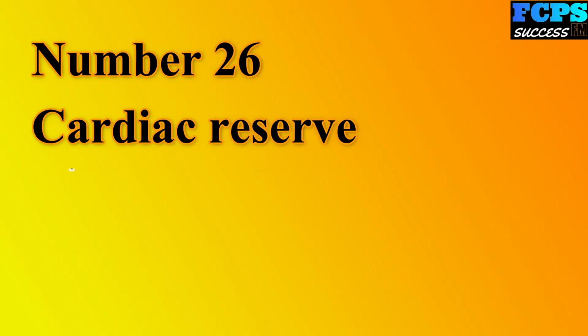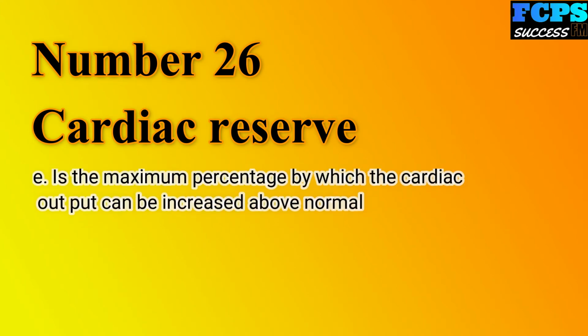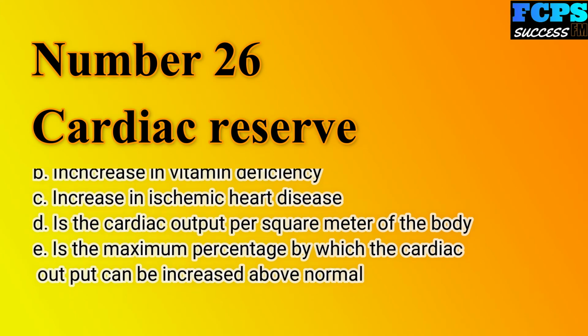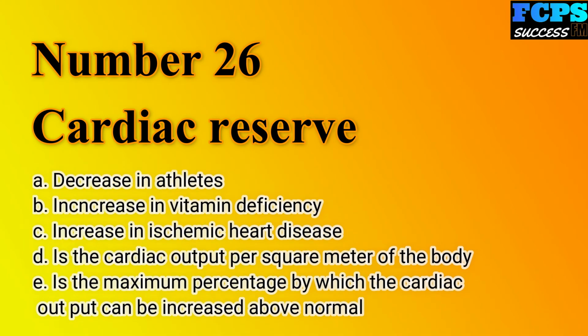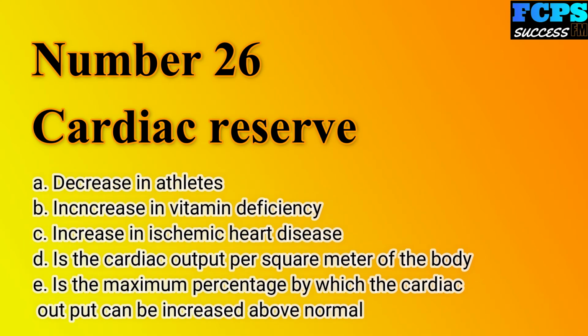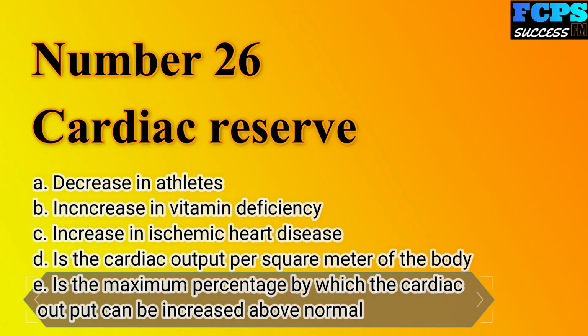Number 26. Cardiac reserve: A. Decreases in athletes. B. Increases in vitamin deficiency. C. Increases in ischemic heart disease. D. Is the cardiac output per square meter of the body. E. Is the maximum percentage by which the cardiac output can be increased above normal. Correct answer is the maximum percentage by which the cardiac output can be increased above normal.